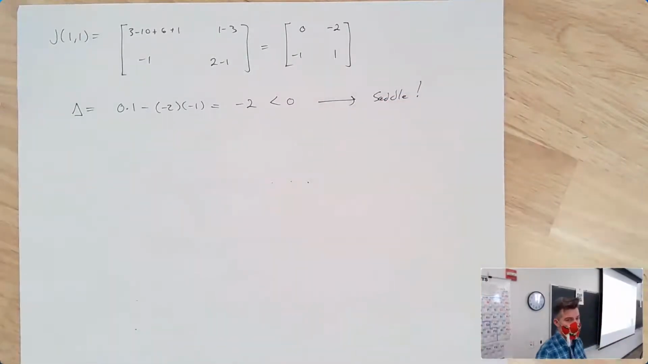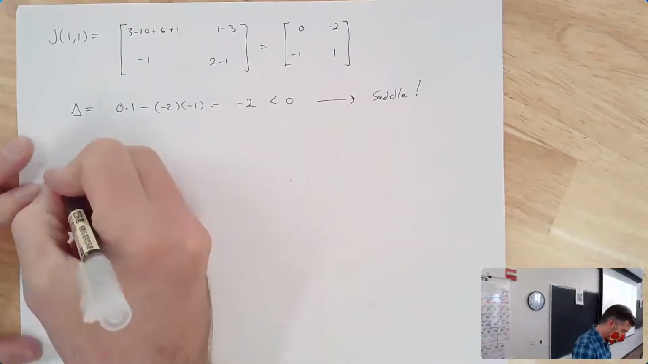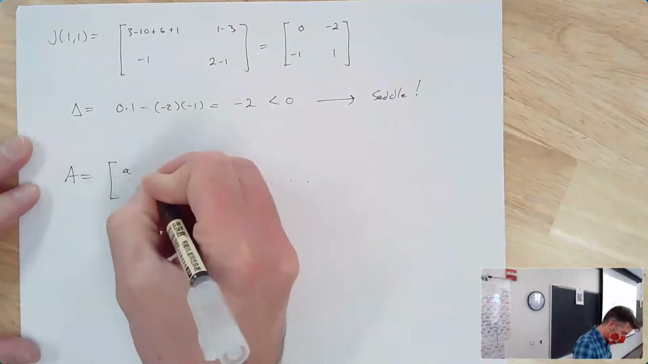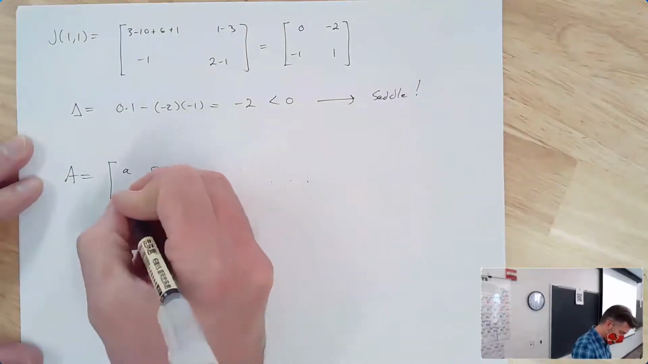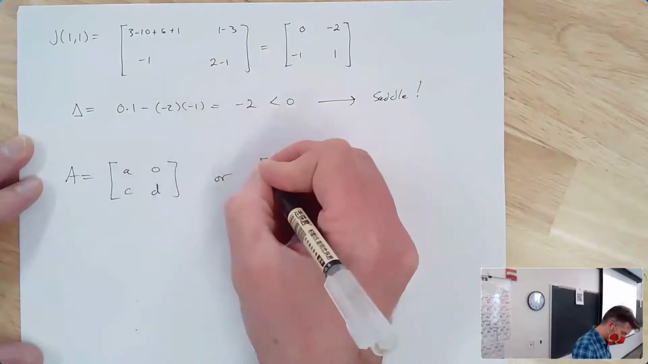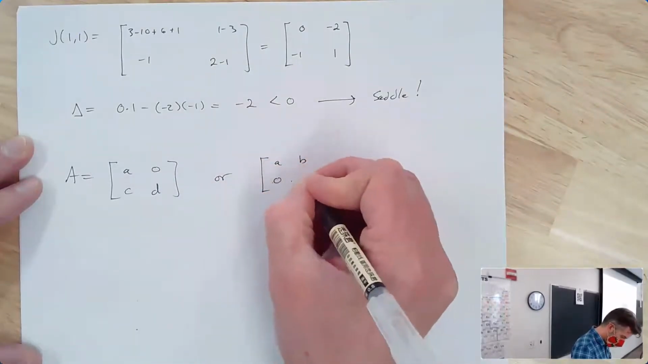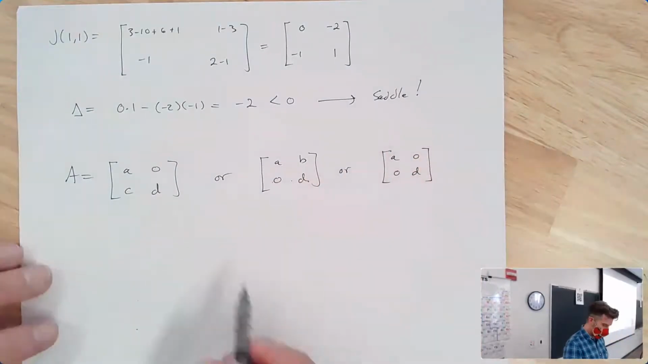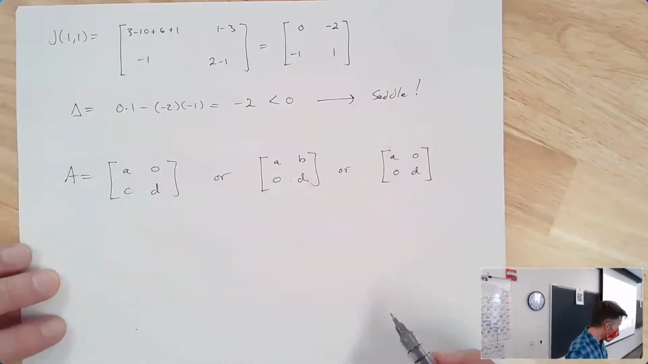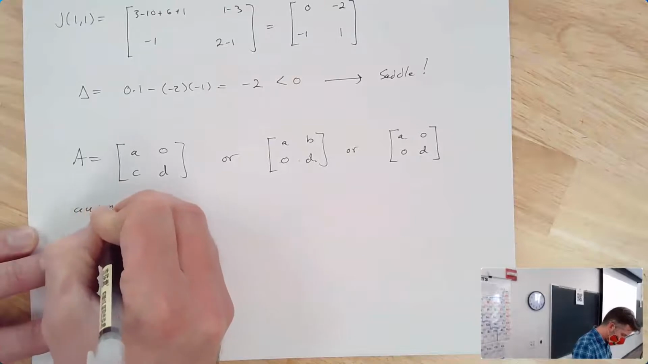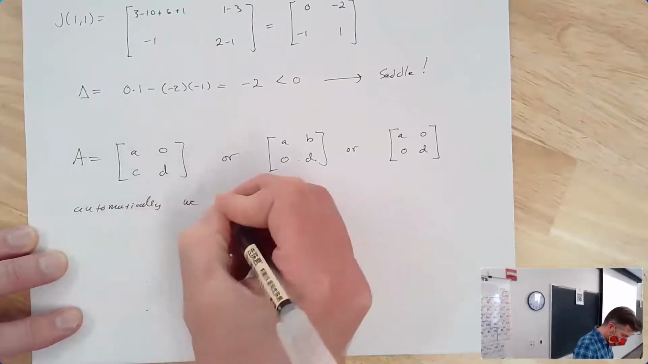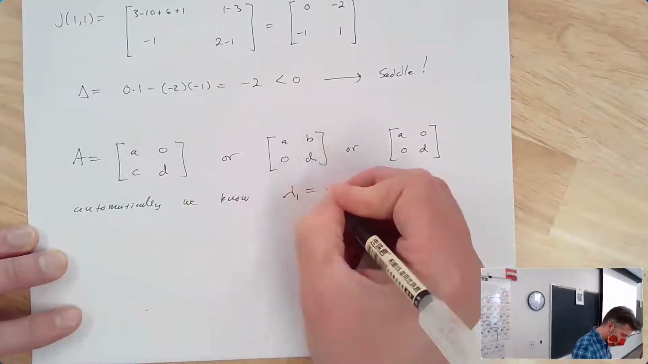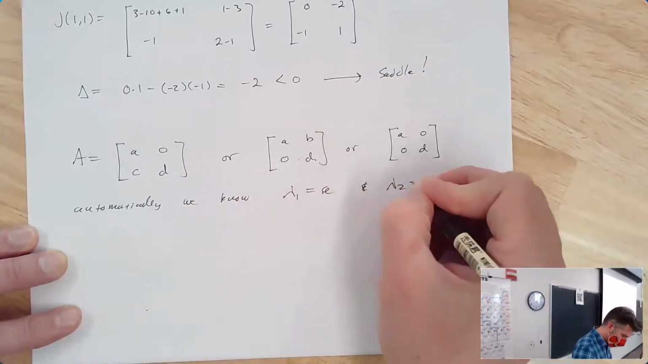The reason we don't know the eigenvalues immediately here is because we don't have a 0 in one of the off-diagonal elements. So let me rewind a little bit. If your matrix looks like this, or like this, or even like this, where you have a 0 in either one of those off-diagonal corners, automatically we know that the eigenvalues are A and D.